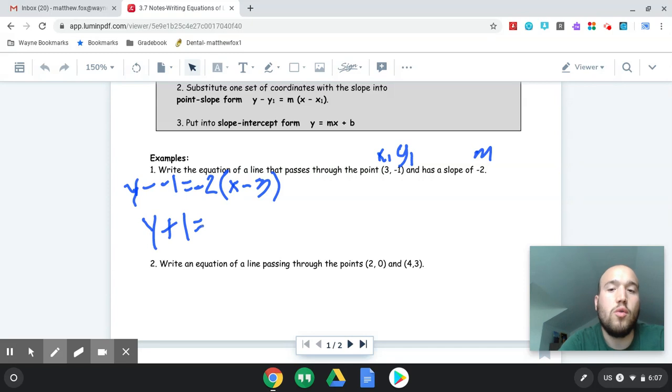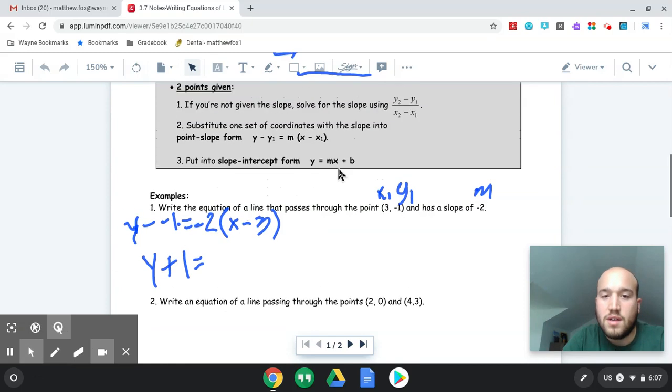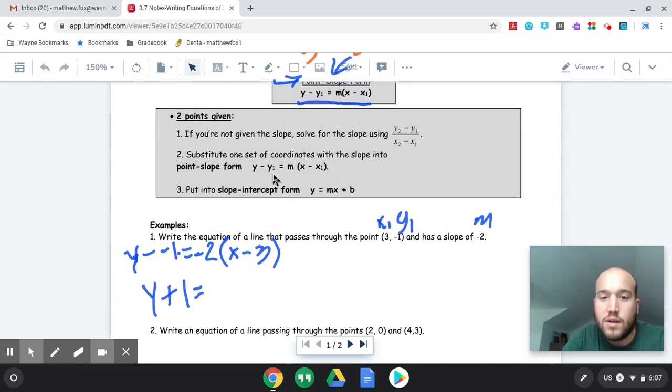Okay. Now that only happened because we were using a -1 here for y1. If you look at the equation, it's y minus y1. So since y1 was negative, minus a negative becomes positive.